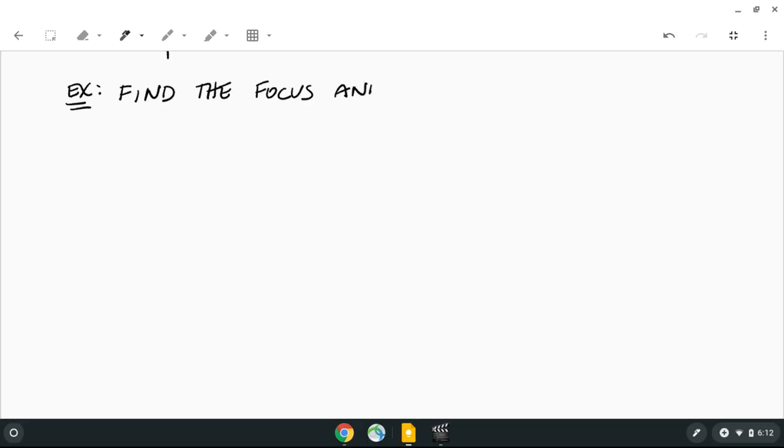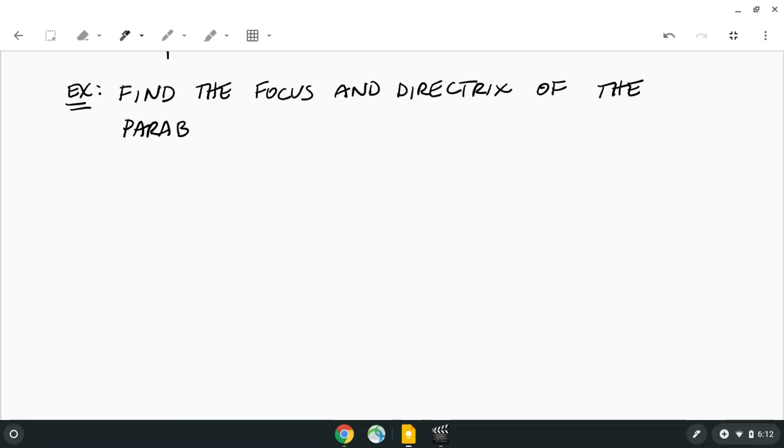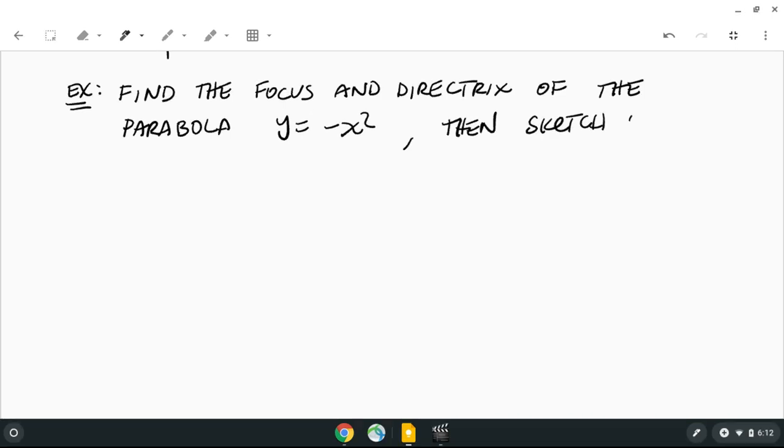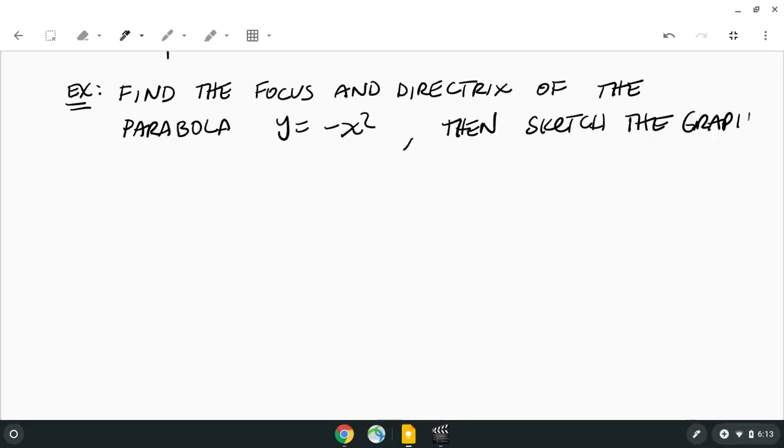Okay, let's try this one. Find the focus and directrix of the parabola y equals negative x squared, then sketch the graph.